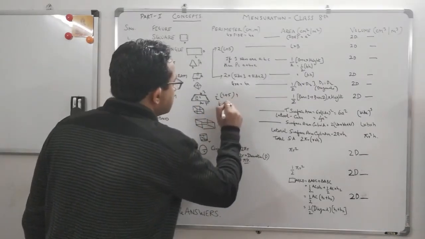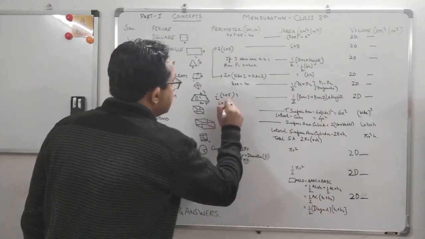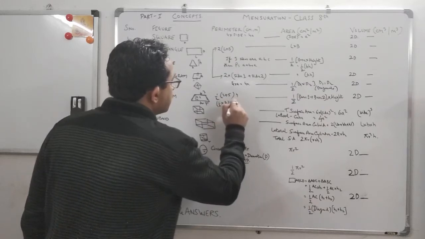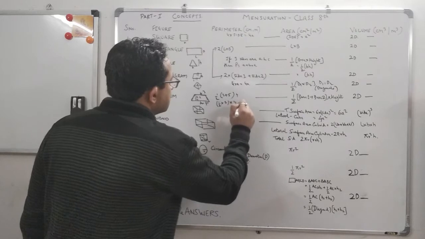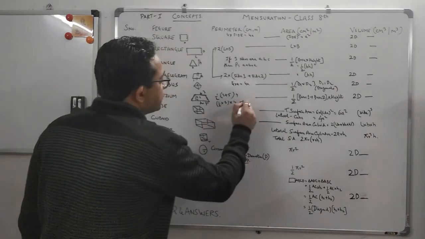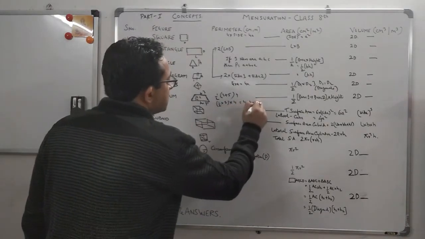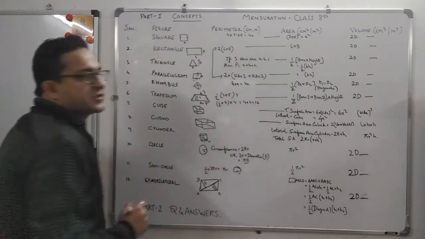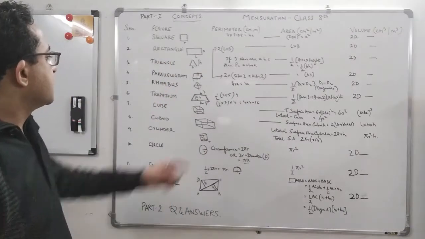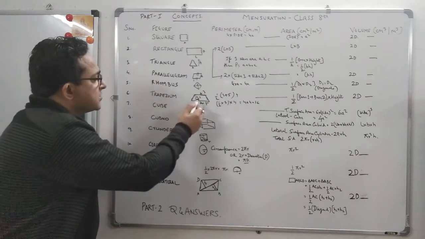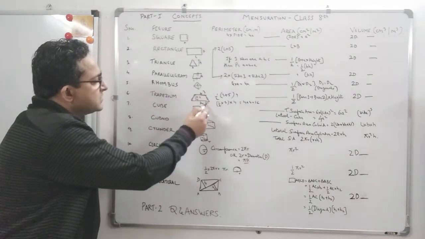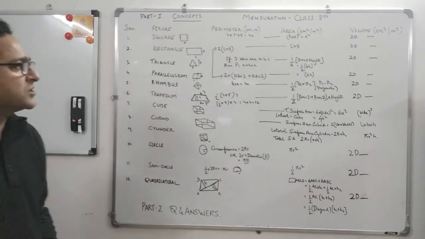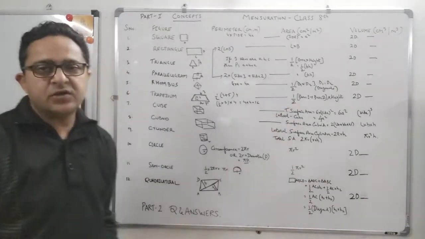So half into 5 plus 3 is 8, into 4. So how much is this? 2 fours are 8, and 4 into 4 is 16. Right, centimeter square. Okay, so this is how you do it. Given bases 3 centimeters, 5 centimeters, and height 4 centimeters, the formula is half into base 1 plus base 2 in brackets into height.